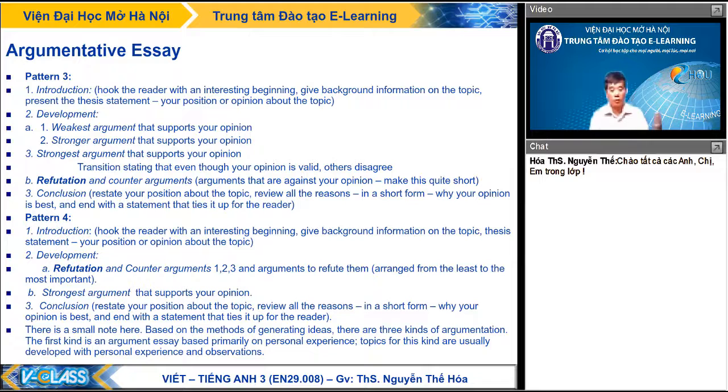For pattern 4, we have the same way of writing an introduction, that is, showing your position or viewpoint. But in the development, you develop only refutation. But later on, you give a strong argument.